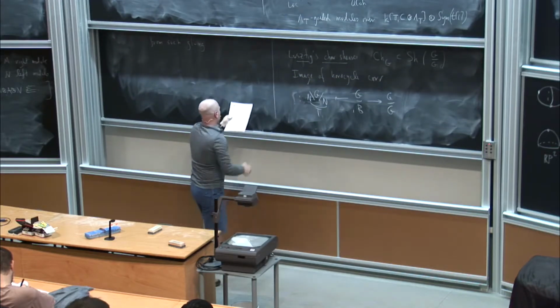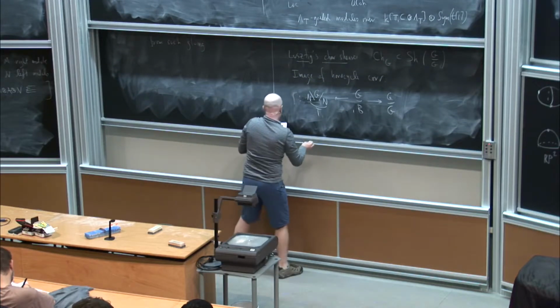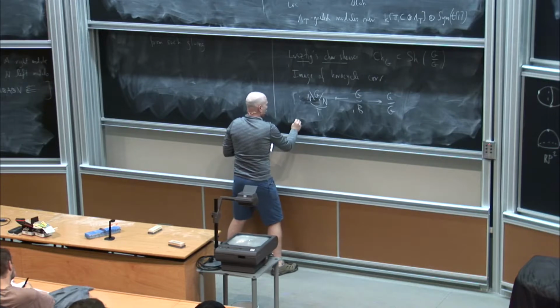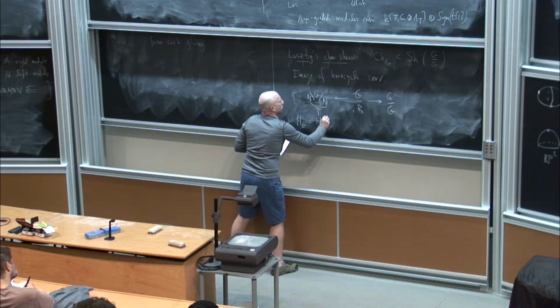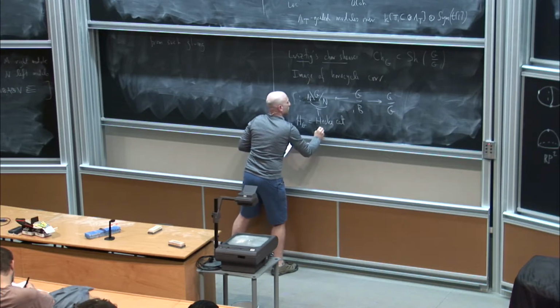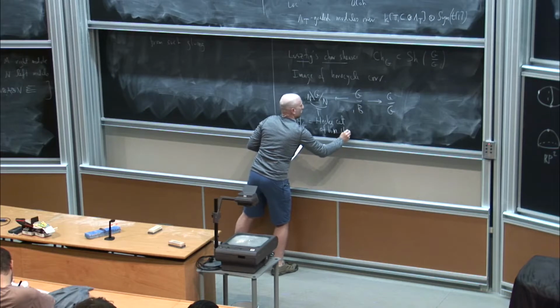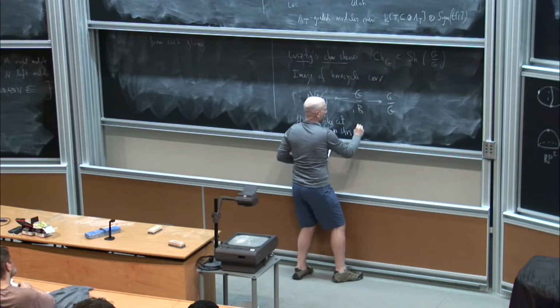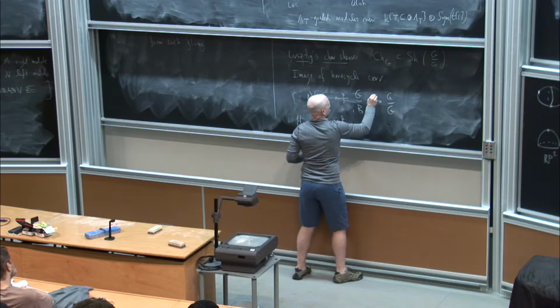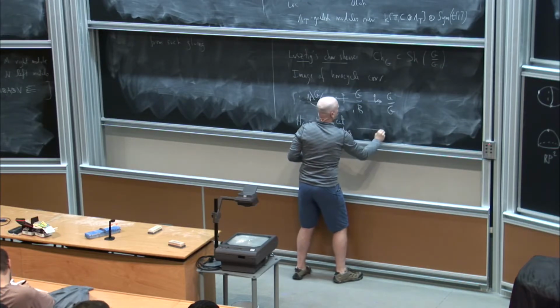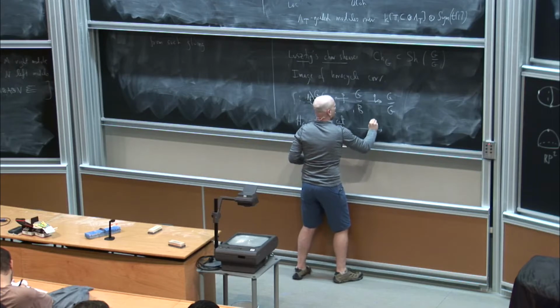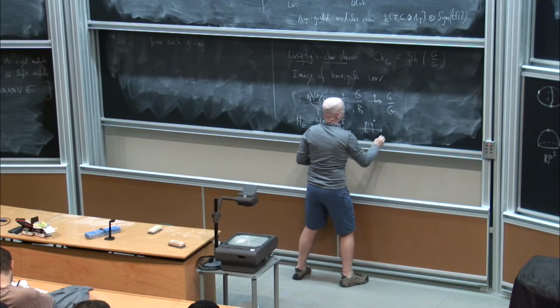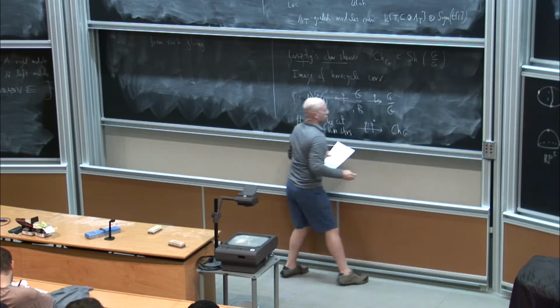To get character sheaves, you start with the Hecke category. H_G is the Hecke category of, say, bimonodromic sheaves here. And you follow through the correspondence. You pull back and push forward. So you do, say, p upper star, q lower shriek, and you get character sheaves.